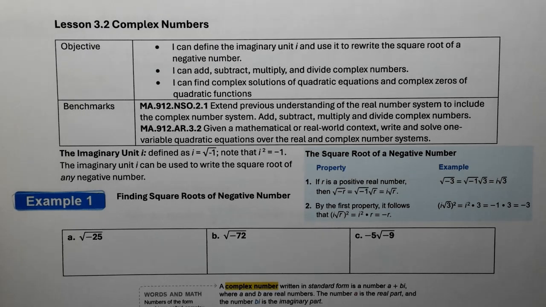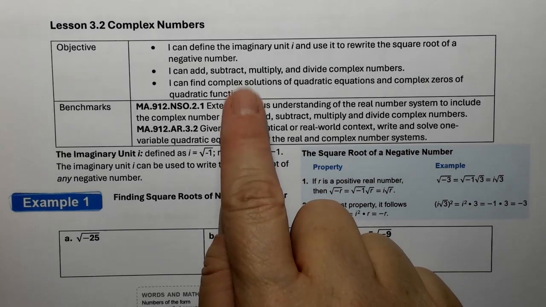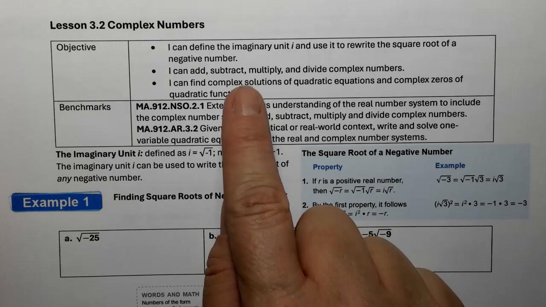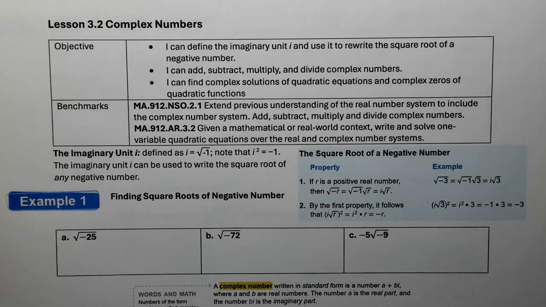We're going to learn to add, subtract, multiply, and divide complex numbers. And we are going to find complex solutions of quadratic equations and complex zeros of quadratic functions. This part is kind of like the last lesson that we did with the x-intercepts. It's just, when we don't have x-intercepts, how do we handle it?